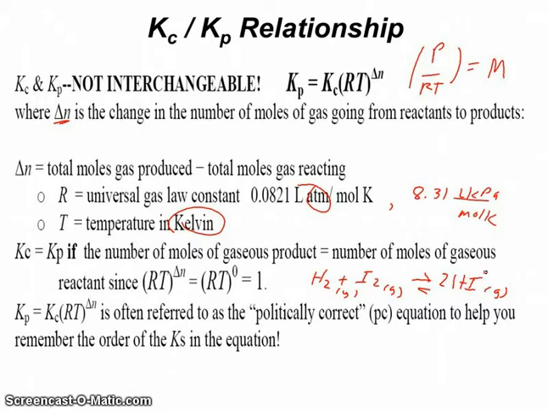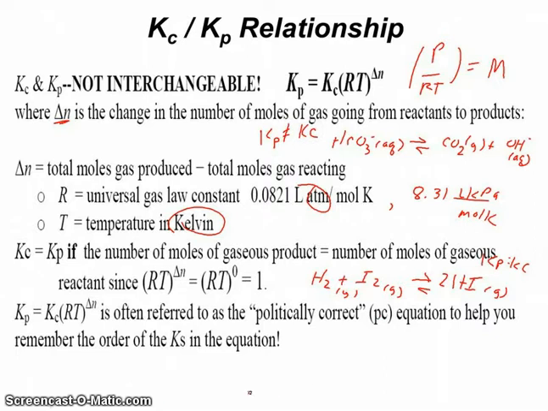But in a situation where we have something like, let's see, HCO3 minus aqueous going to CO2 gas plus OH minus aqueous, this would not be. So here we would say, yes, Kp equals Kc. Up here we would say Kp does not equal Kc because we're producing a mole of gas that we didn't have in the beginning.